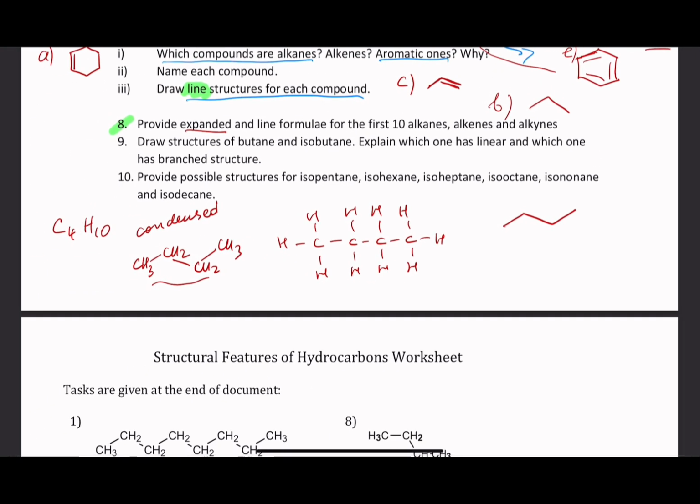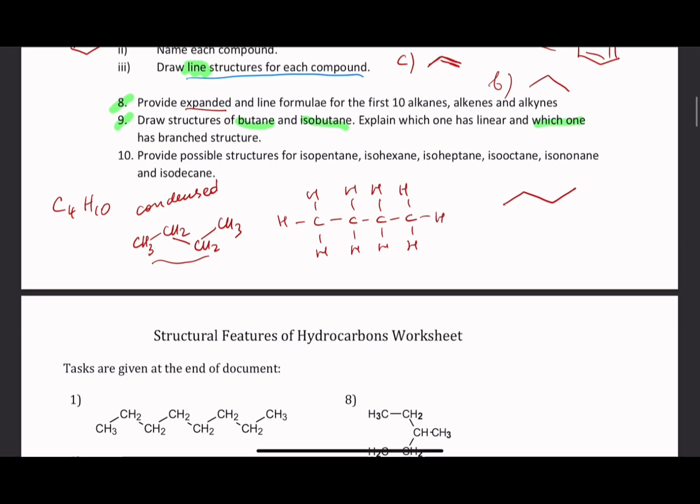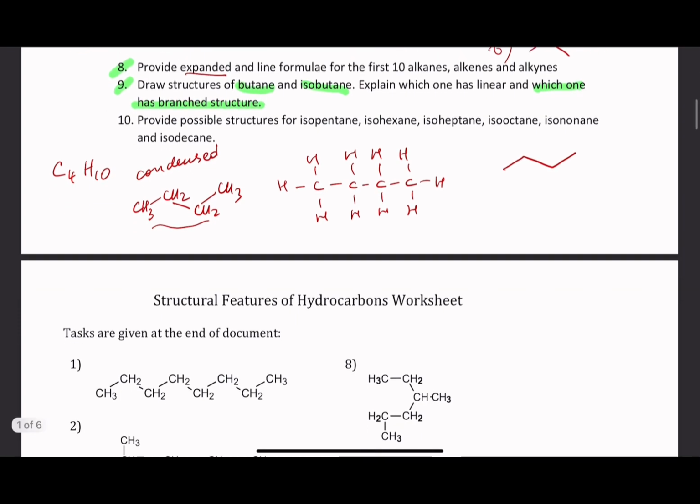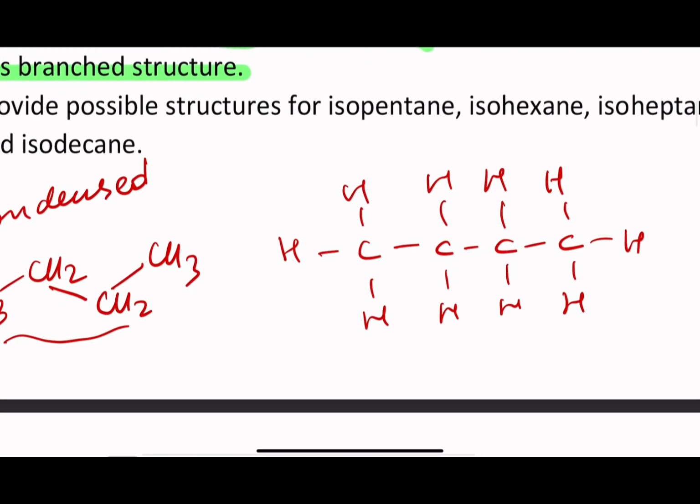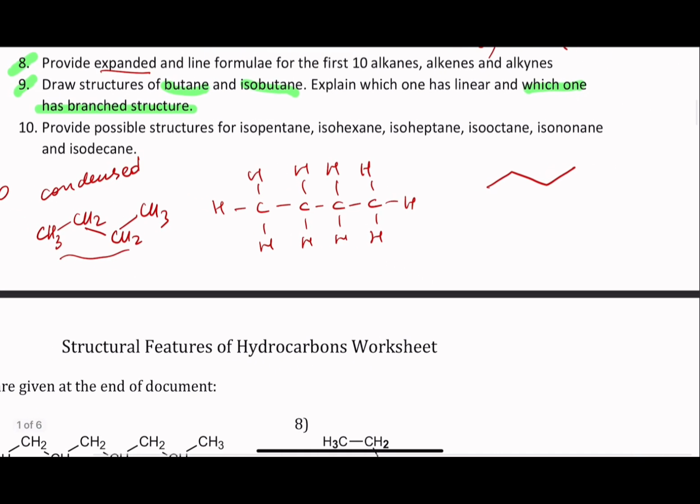Now we're going to go into question 9. Draw the structures of butane and isobutane. Explain which one has a linear and which one has a branched structure. Okay, so butane is the one I have drawn here. You see, this is my butane. This is the expanded form. This is the line structure, and this is the condensed.